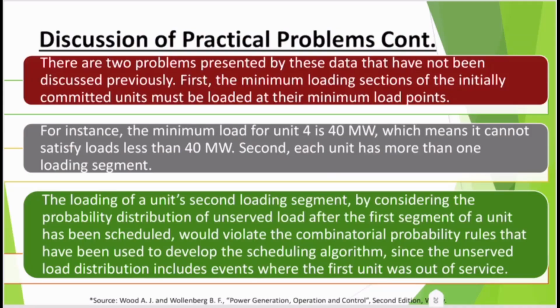Second, each unit has more than one loading segment. That means, for units 1, 3, 4: first 20, 20, 40, and then 60, 50, 50. The loading of a unit's second loading segment, by considering the probability distribution of unserved load after the first segment of a unit has been scheduled, would violate the combinatorial probability rules that have been used to develop the scheduling algorithm, since the unserved load distribution includes events where the first unit was out of service.